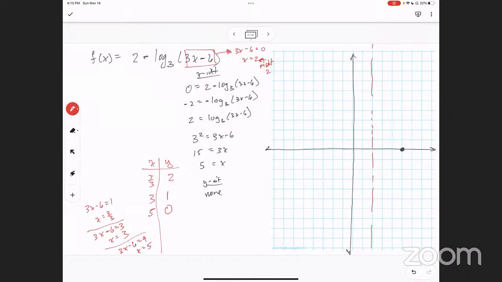So here's 3, 1. We already got this one up here. We already got 5, 0. And what's 7/3 the same as? How many times does 3 go into 7? 2. And what's left over? 1/3. Yep. So 2 1/3, 2.